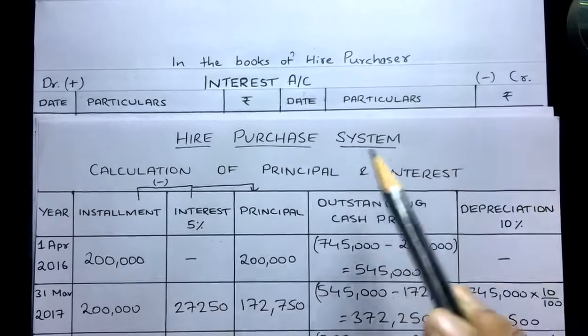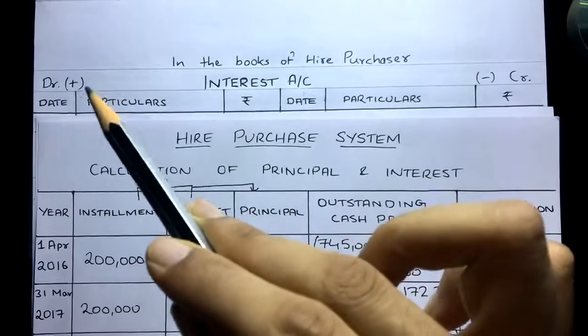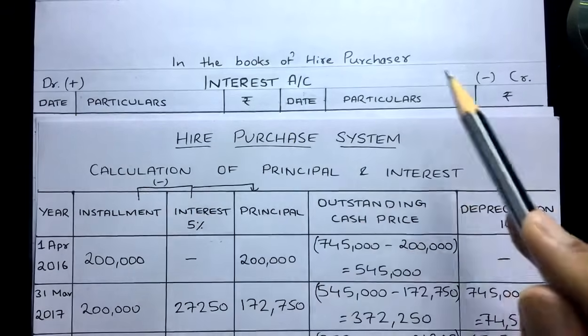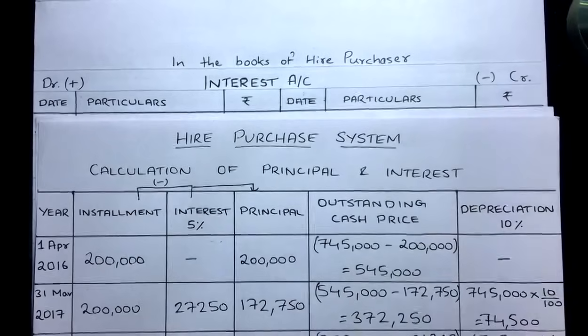So this is an expense account. So when expense increases, we debit, and when expense decreases, we credit. That is the rule of accounting, yes?